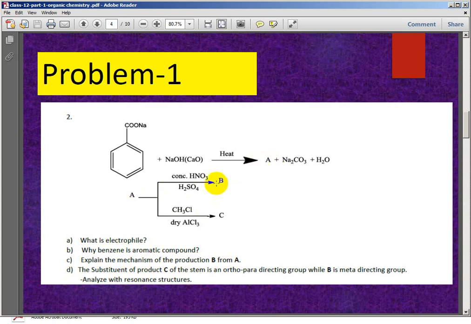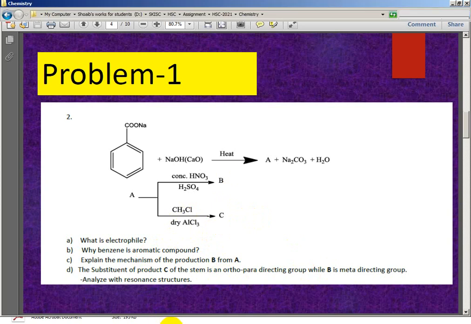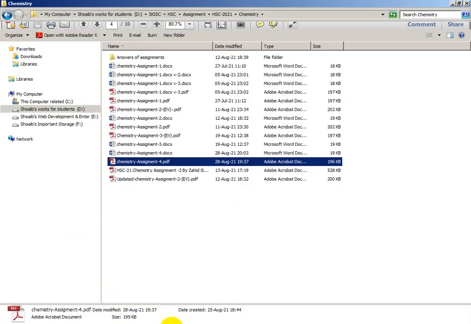So if you follow today's class properly, you can answer this question. And the substituent in product B is ortho-para directing, while the one in C is a meta directing group; analyze with resonance structures. Okay, 8 minutes remaining, so I should go quickly.